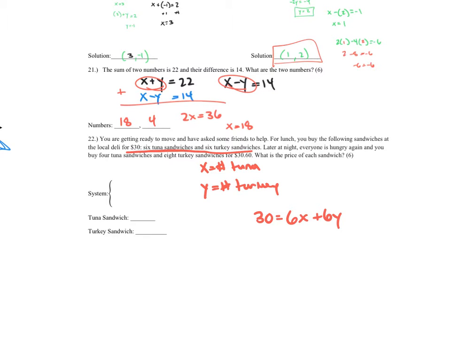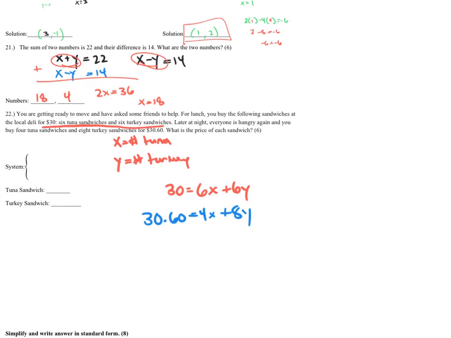Later that night, everyone is hungry again, so this time we buy 4 tuna sandwiches and 8 turkey sandwiches, and this time it cost us $30.60. So we want to know what was the price of each individual sandwich. Maybe now people want to pay you back and you didn't keep the receipts to see how much each sandwich is worth. You could use systems of equations to figure out how much each one is worth.